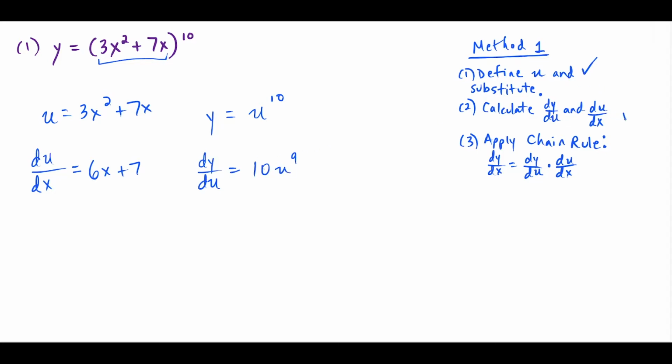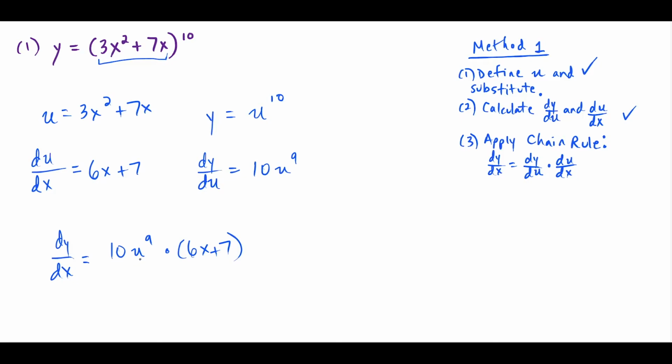So then the last thing we do is apply the chain rule. dy/dx is equal to the product of dy/du times du/dx. So we have 10u to the 9th, that's dy/du, and we're multiplying that with du/dx, which is 6x plus 7, which we're going to put in parentheses because we're multiplying by a binomial.